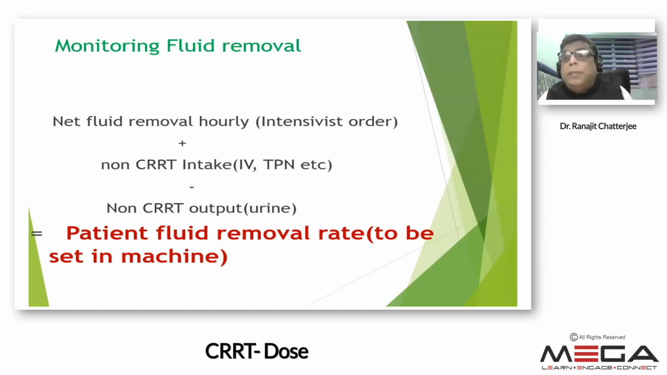from the patient to decrease the volume overload the patient is having. So suppose you want to remove 100 ml per hour. So the net fluid removal hourly, that is your order, is 100 ml per hour, plus the non-CRRT intake. Suppose you must be giving IV fluid to the patient. You must be giving total parenteral nutrition to the patient. You have to add these two, minus the patient's urine output, if there is at all some urine output. That is the removal rate you have to set in the machine. I will give you an example.